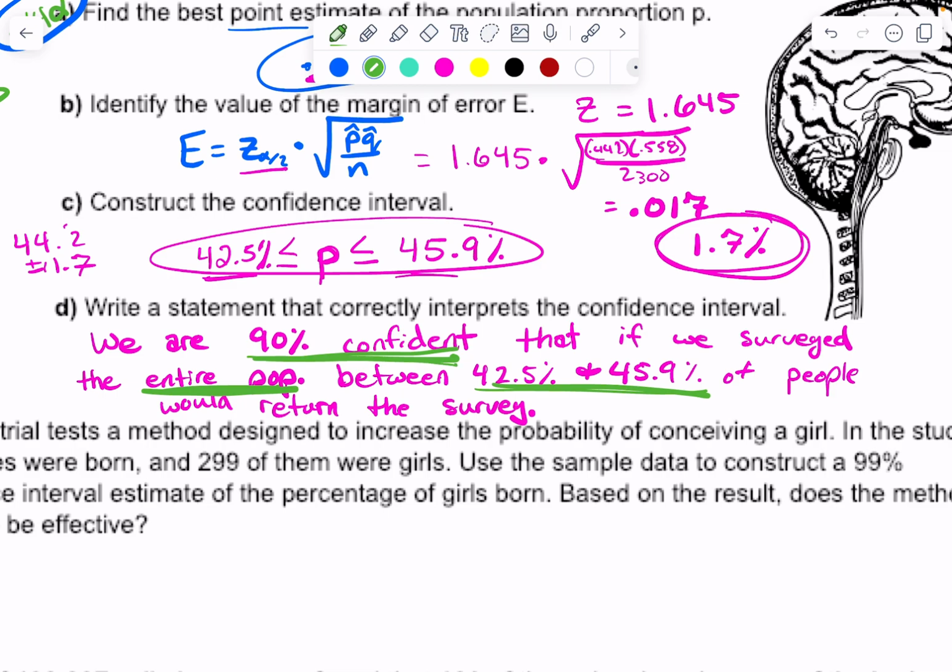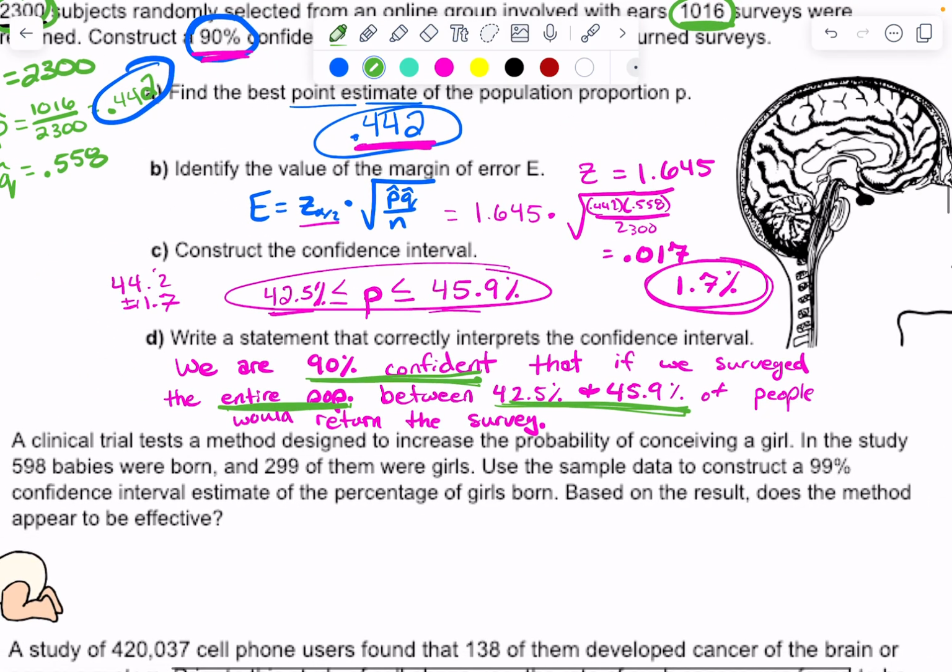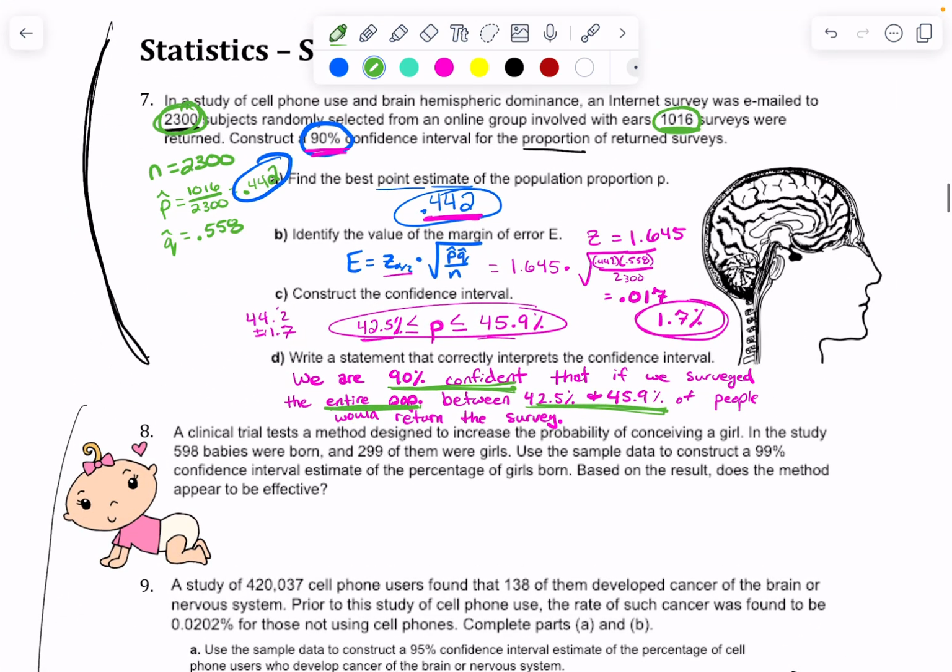So confidence, mention in there that you're talking about the entire population, the percent that it would fall between, and then what it is that you're talking about. Those are things that you need to have in your interpretation. Okay, so that was that.